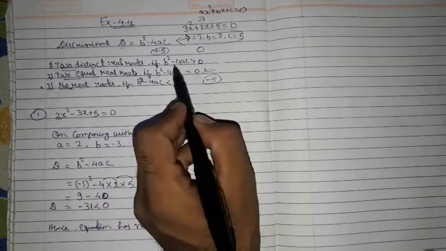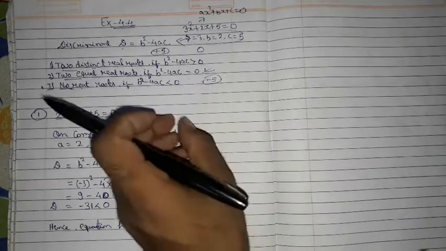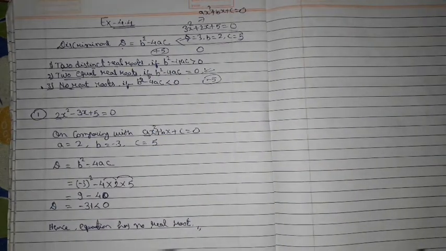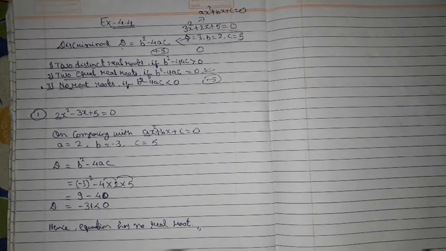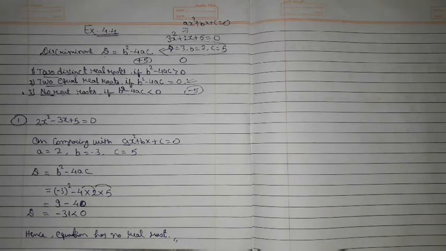Okay, in this case if we find the positive value, meaning greater than 0, so in this case we have to solve this sum by using the quadratic formula method, which we have used in exercise 4.3. Okay, so let us see the second question.